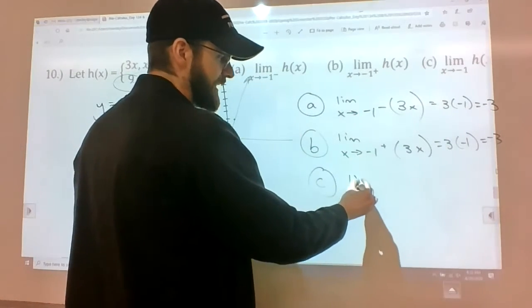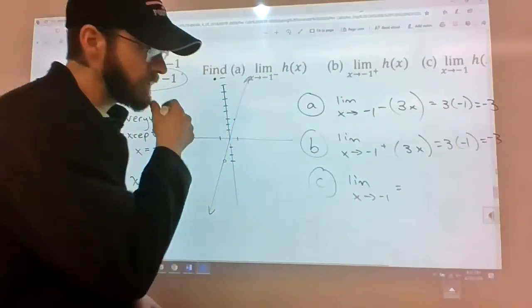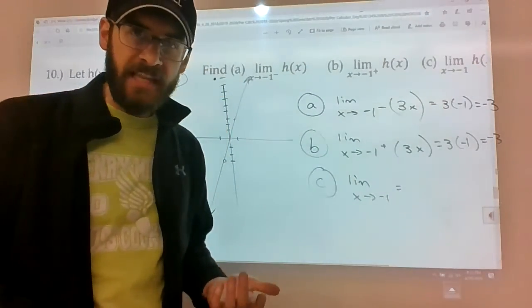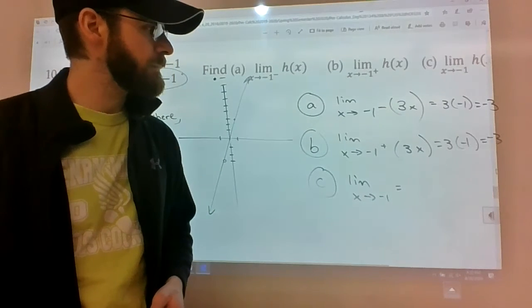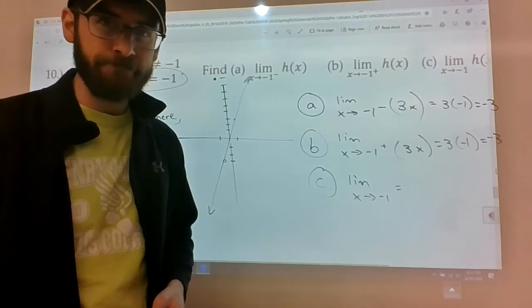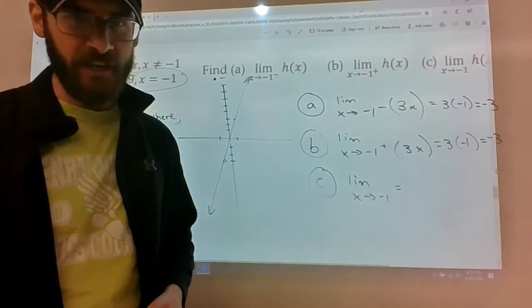So what's the limit as x approaches negative 1? Well, it's when the left and the right limits are the same. Well, they're the same. They're both negative 3. So that's what the limit as x approaches negative 1 is.